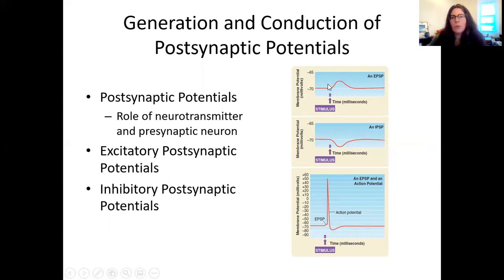This is also called a depolarization of a cell. Okay? So this little increase up here, lost my mouse, there it is. This little bump here is a slight depolarization. The inside of the cell is moving towards 0.